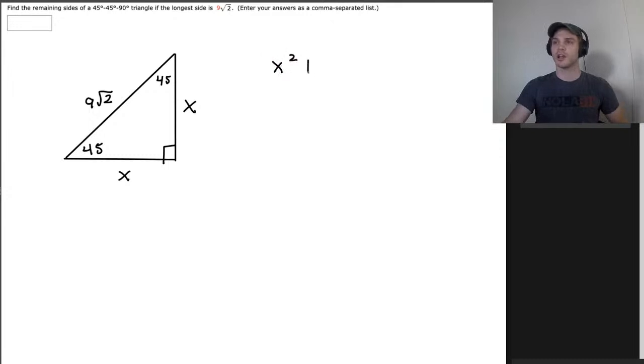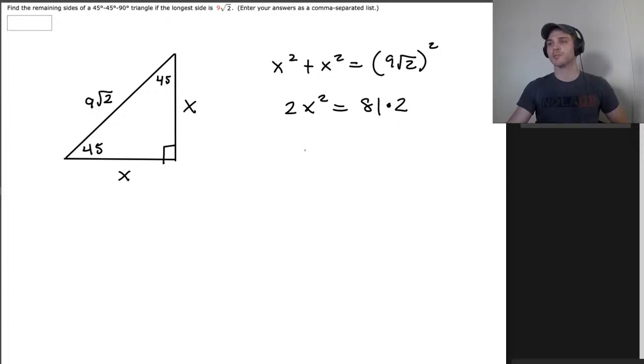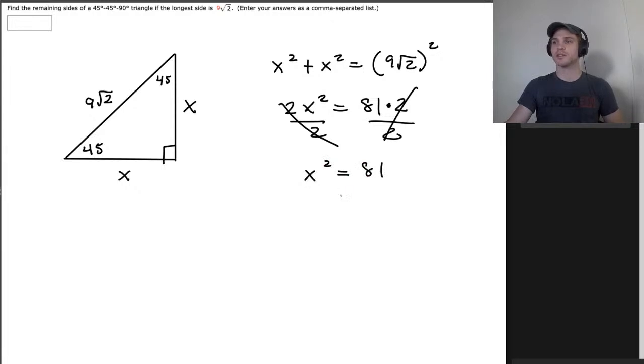We'll say x squared plus x squared equals 9 root 2 squared. So x squared plus x squared is 2x squared. And then 9 root 2 squared, we square the 9 and we get 81, and we square the root 2 and we get 2. So 81 times 2. Now I'm going to divide both sides by 2. These 2's cancel. That's why I didn't even bother multiplying 81 by 2. It's not necessary. Oftentimes you can just leave things factored and save yourself a lot of trouble.